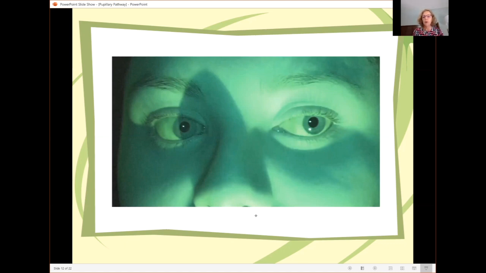With tonic pupil, you'll get a slow, prolonged near pupillary response. And this is shown in this image. This is a different patient. This patient has a tonic pupil in the left eye.